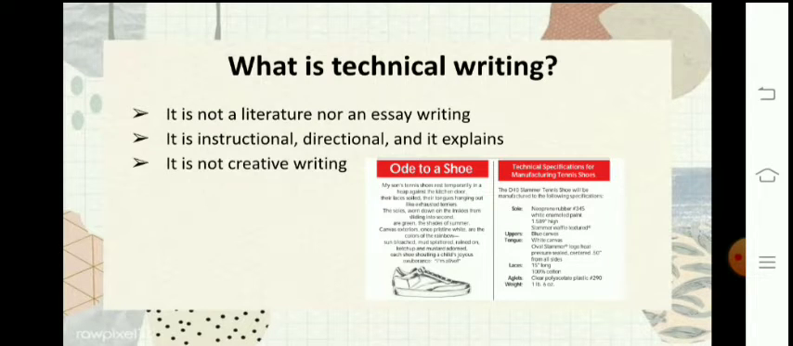So we already know that technical writing is not literature, nor is it an essay. Instead, it is more on the manual side. It writes about instructional directions, and it also explains. Technical writing is very different from creative writing. For example, the left picture is creative writing, while the right side is technical writing.